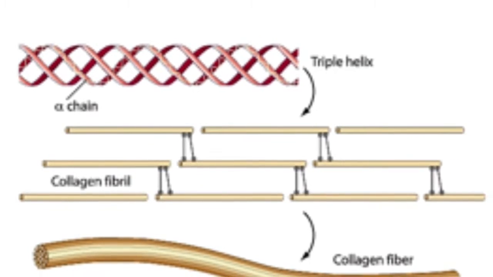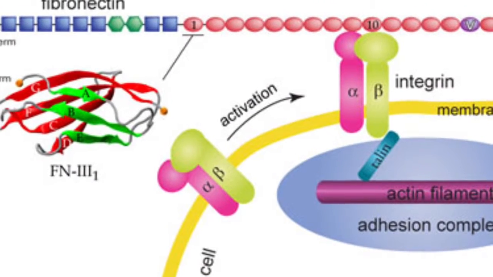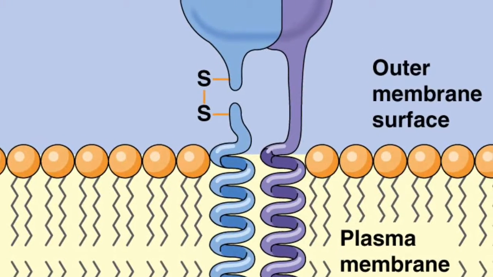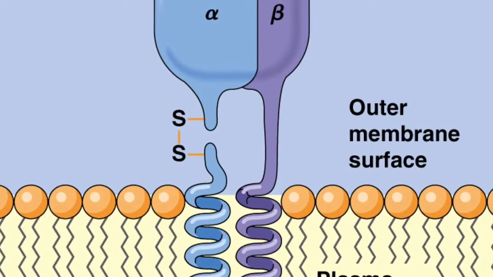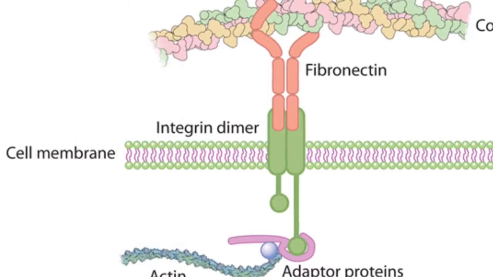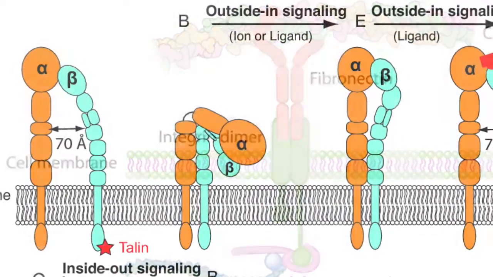Cells also attach themselves to the ECM by proteins called fibronectin. Fibronectin binds to cell surface receptor proteins called integrins that are built into the plasma membrane. Integrins span the membrane and bind on their cytoplasmic side to associated proteins attached to microfilaments of the cytoskeleton.